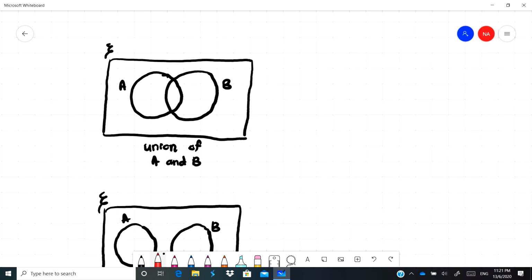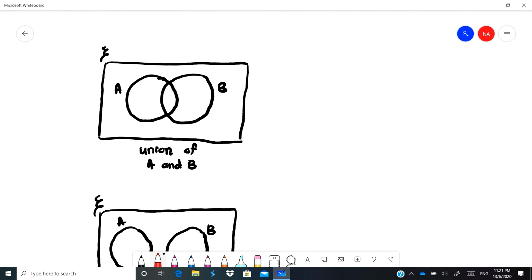Now we have the union of A and B. The union of A and B is when A combines with B. They combine all together and become the whole thing, where A combines with B, so they become one.